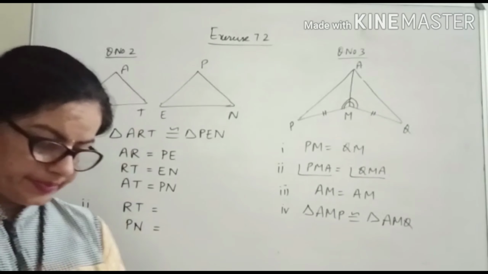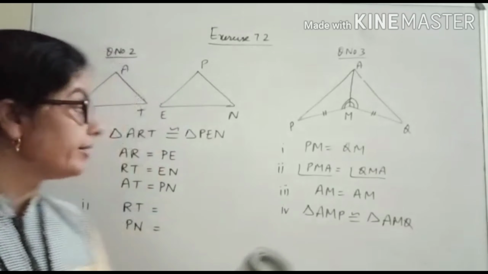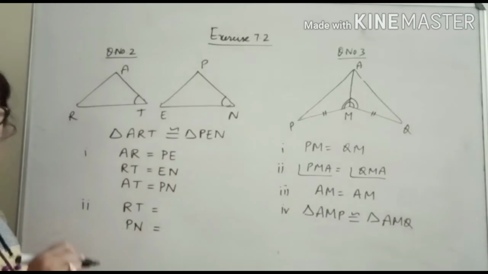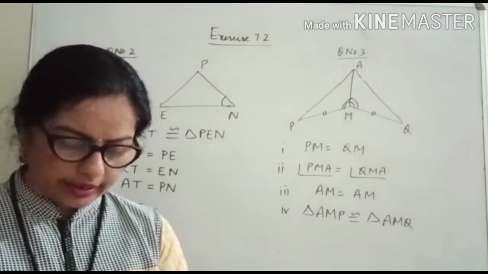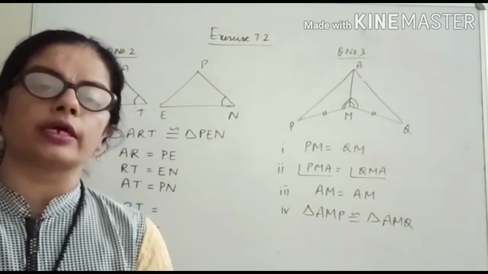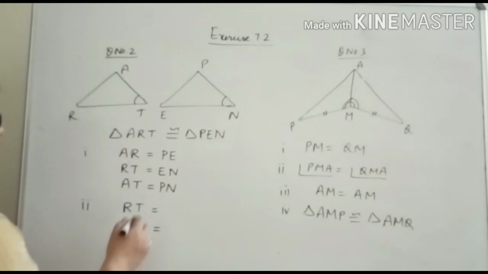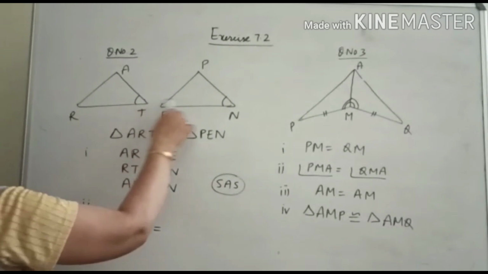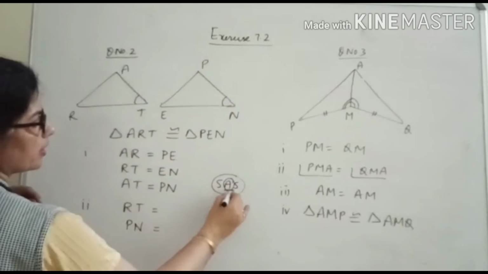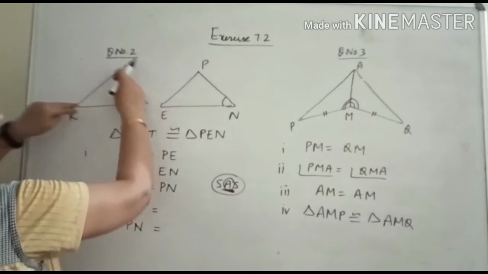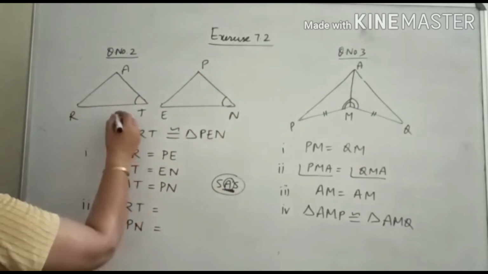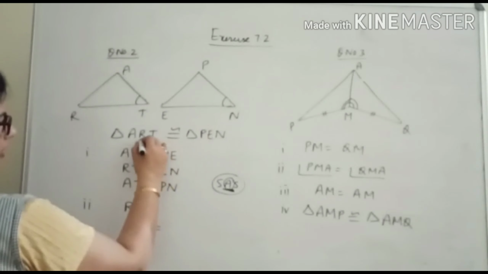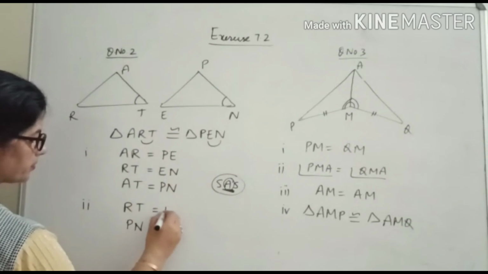Now the second part. He is saying, if it is given that angle T is equal to angle N, and we want to use the SAS criteria. For the second part I want to show the SAS criteria. See, this angle is given, which means this angle will be the included angle. So these will be the arms. Then RT will be equal to what? EL. RT will be equal to EL.